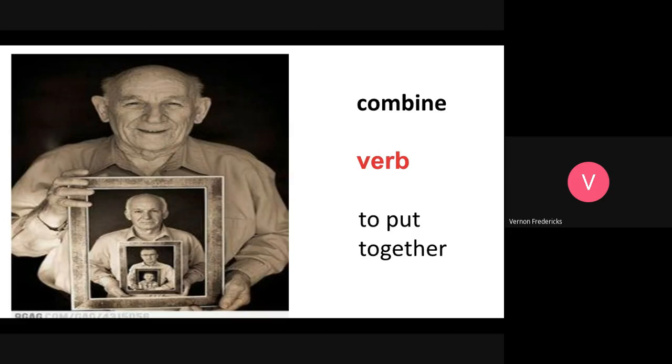Now the word combination comes from the word combine, and combination is a noun. For example, I can say a combination of chicken and rice equals kapsa. So I can combine things together, which is a verb. The noun is a combination. Yes, a combination of things will give me something else.